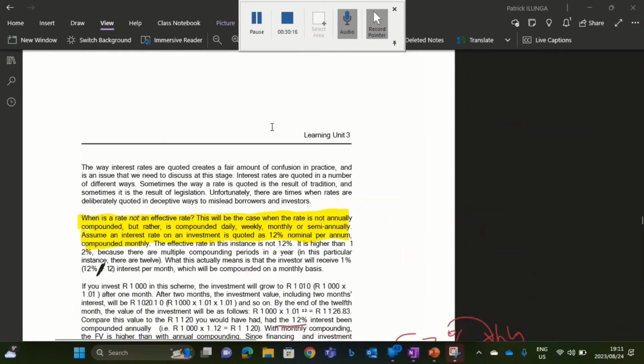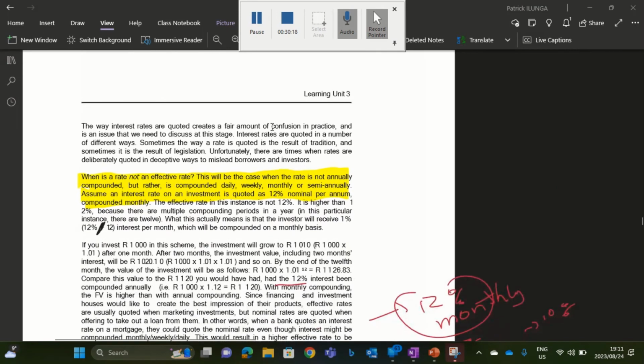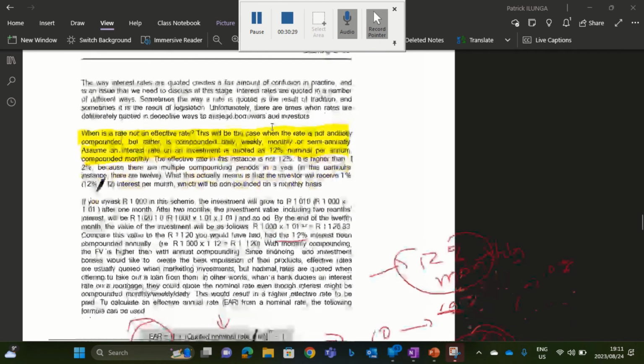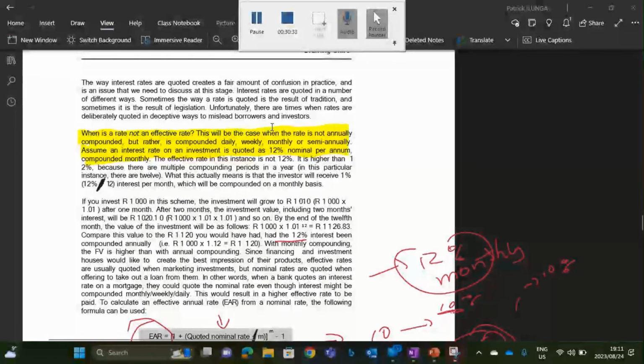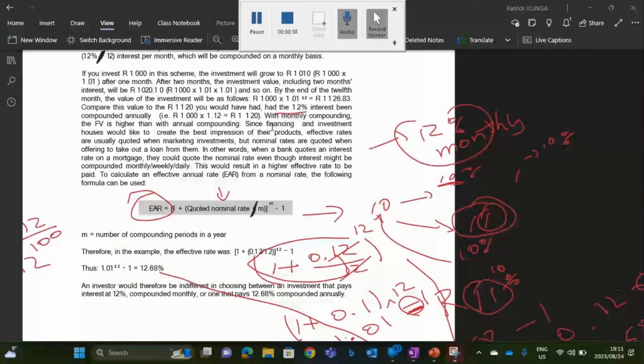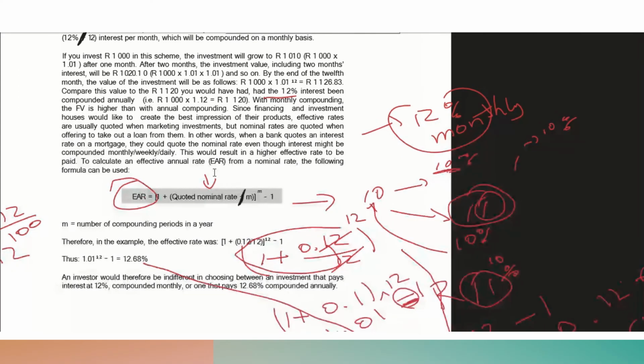So when you are quoted by the bank, we call that the nominal rate, the nominal rate that is being quoted to you. So how do you manage to find the effective or the real interest rate? This formula is a good formula that you need to be able to understand and to practice with.